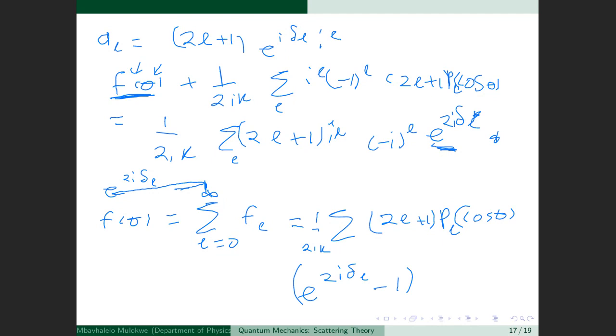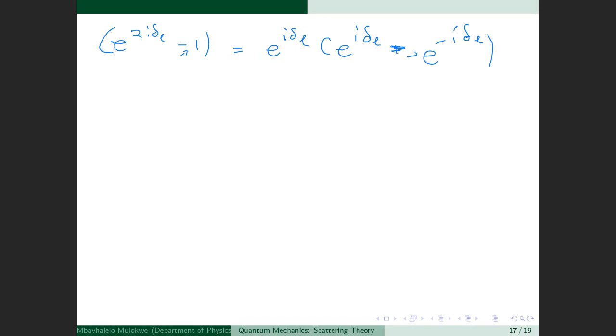And this term there, you can simplify it and write it in terms of sine. So I wanted to say that (e^{2i delta_L} minus 1) over 2i gives you e^{i delta_L} sine delta_L. Or maybe I should try and motivate why that is. We've just seen that f of theta can be written in terms of e^{2i delta_L} minus 1. So I'm just saying that you're going to factor out e^{i delta_L}. This gives you e^{i delta_L} minus e^{-i delta_L}, and this is just the sine of delta_L. We've been making use of these identities for a while.